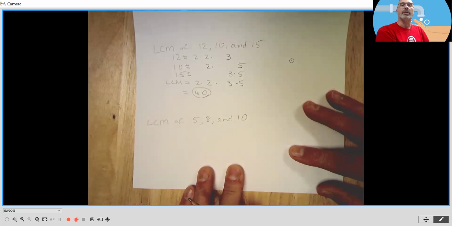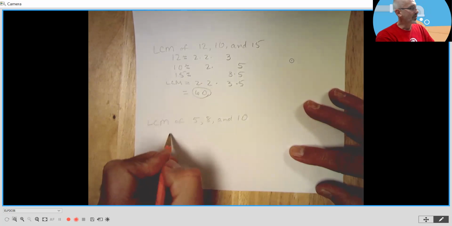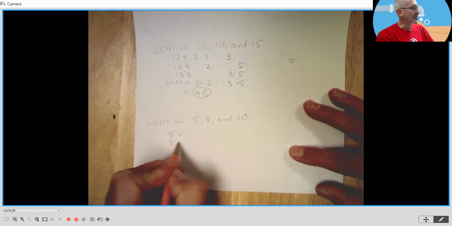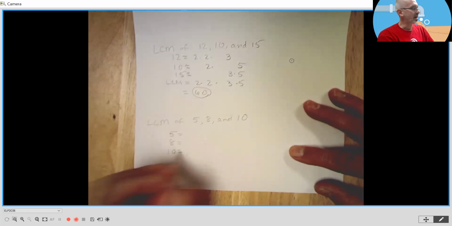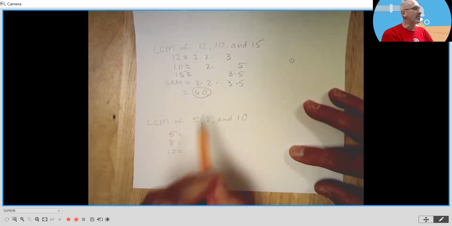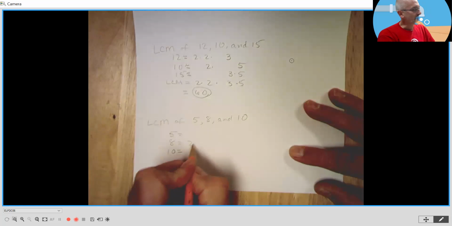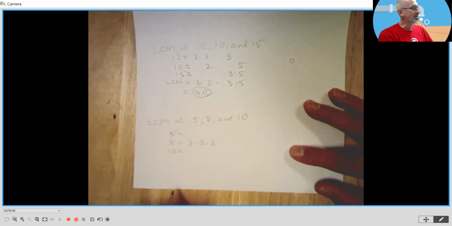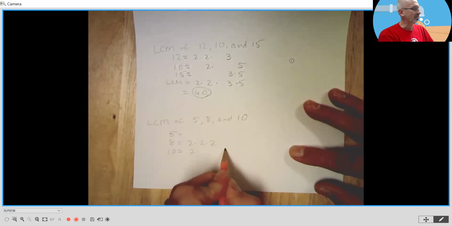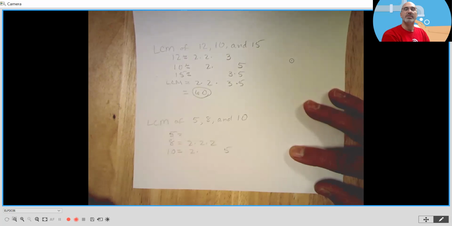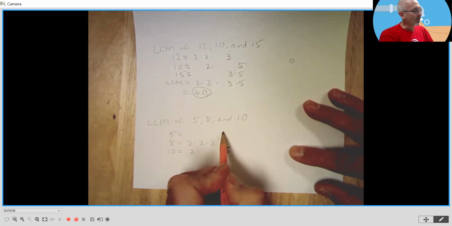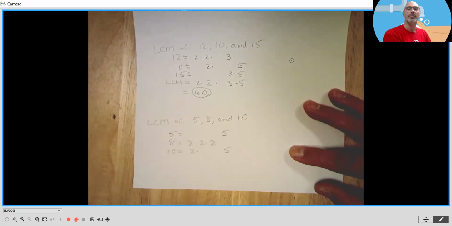Let's do one more, and you'll see why this one's a little bit different. The least common multiple of 5, 8, and 10. So we have to find 5, we have to find 8, and we have to find 10. Well, let's do the ones that we know. We've done 8, so that's 2 times 2 times 2. 10 we know is 2 times 5. Now 5 is a prime number. It is its own factor. So all we do is list the one factor.